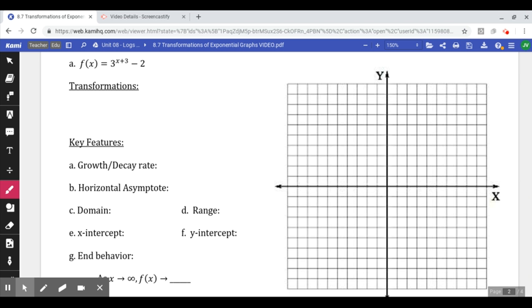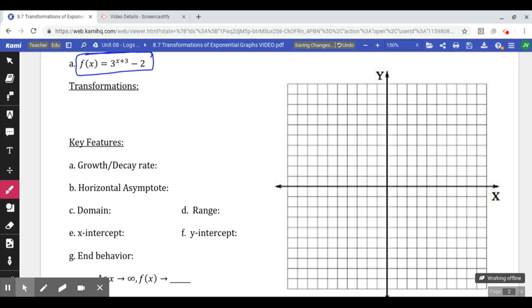In this example, we have an equation f of x is equal to 3, and I shouldn't include the a in there, so let me erase that real quick. f of x is equal to 3 to the x plus 3 power, then minus 2.